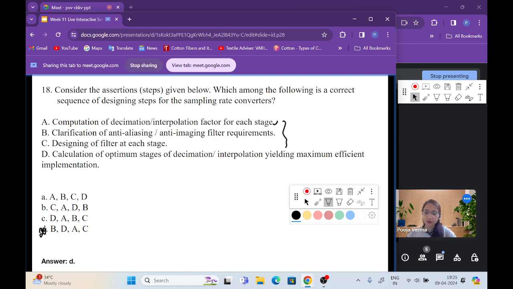Okay, so I hope all of you got this question. So the correct option is D. The sequence must be B, D, then A, then C. Okay, so moving to the next question.